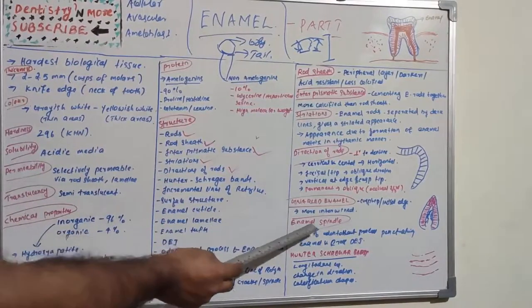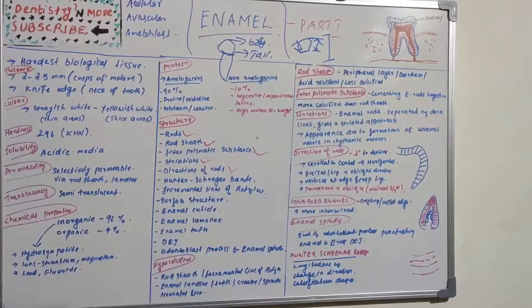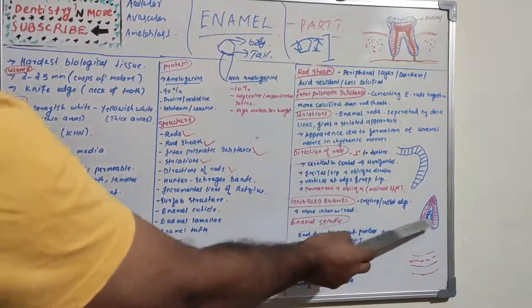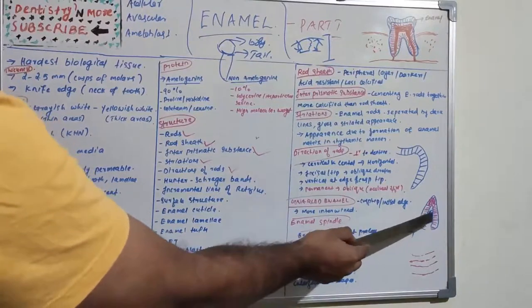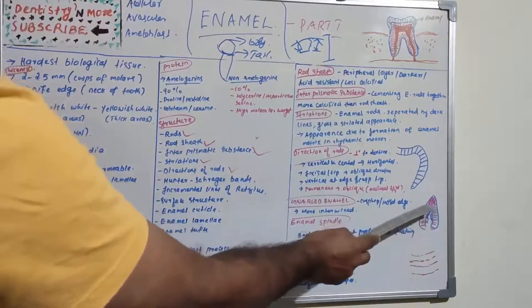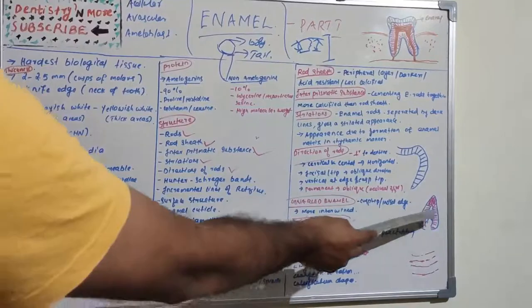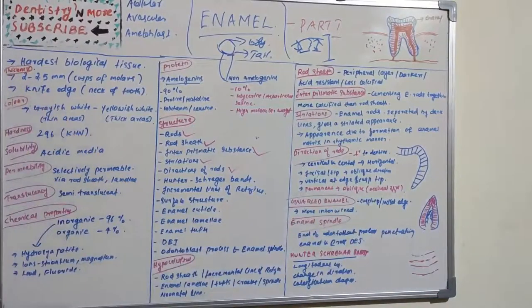Next we have the enamel spindle. The enamel spindle is the end of odontoblastic processes which penetrate the enamel, passing the dentino-enamel junction. So odontoblastic processes from the dentinal side which penetrate the enamel and DEJ are known as enamel spindles. That is the enamel spindle.